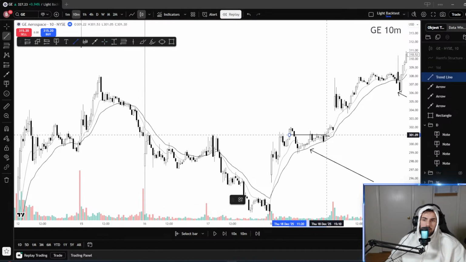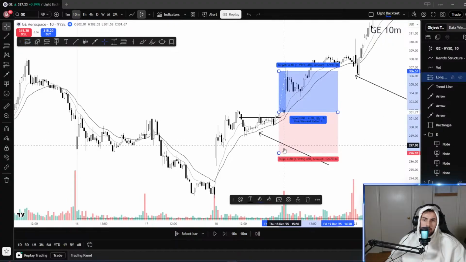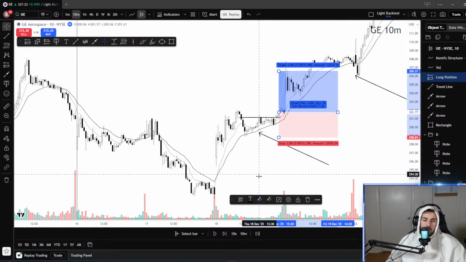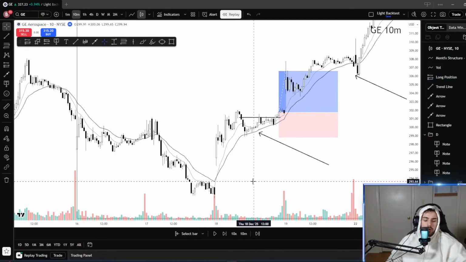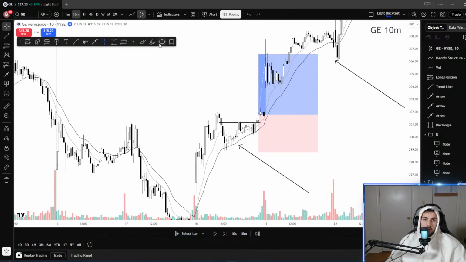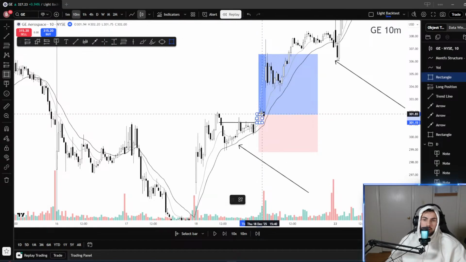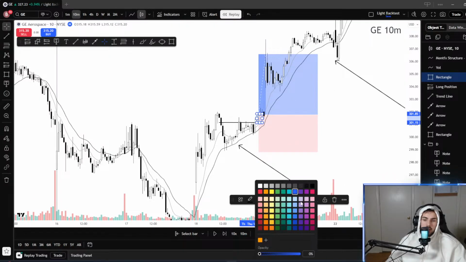My entry would have been here. Stop loss below all the lows. Entry candle was right here.